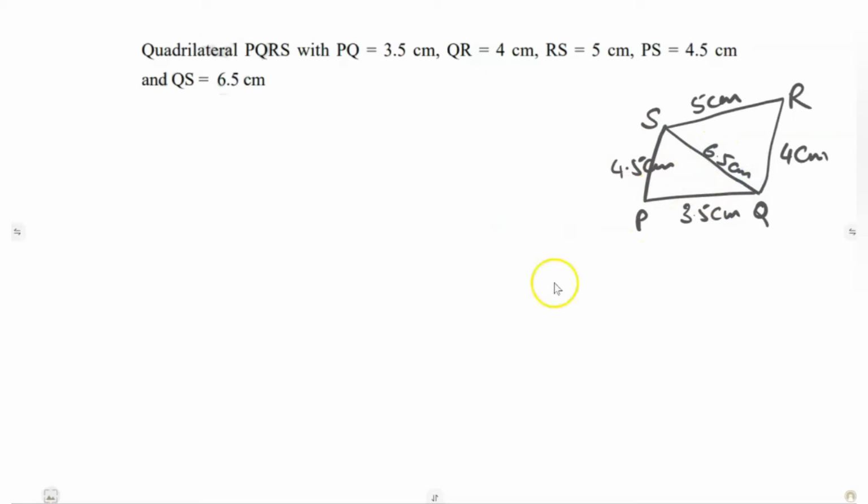Now let us start the actual construction. Let's start with PQ as base, and then we'll construct S first. Taking PQ as base, we construct S by taking an arc from P 4.5 centimeter, an arc from Q 6.5 centimeter. The intersection point of the two arcs is marked as S. Similarly, from Q, draw an arc of 4 centimeters, and from S, which we got previously, mark another arc with 5 centimeters as radius, and where the two arcs meet gives you the point R. After joining all this, you will get a quadrilateral. Let us see the construction now.